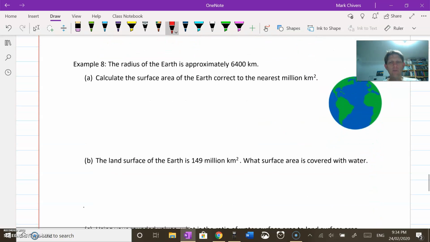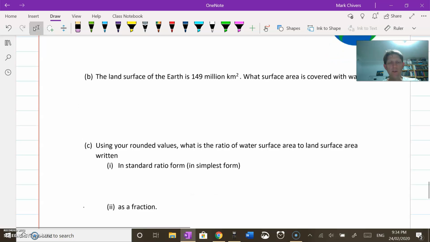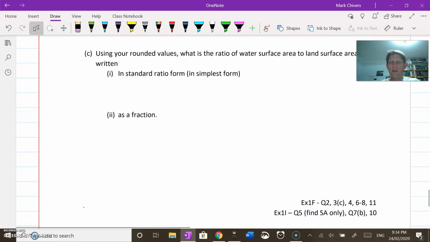So as I said, have a go of the Earth one here. It's not too hard. There's a bit of percentages in that, sort of percentages, ratios, and fractions. There's a bit of a refresher there. I'll go through the answers with you later on and do the questions for the lesson.